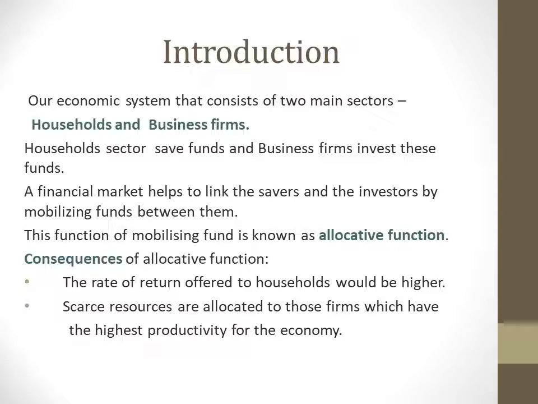When the allocative function in the society is done, there may be two consequences. One is that the rate of return offered to the household sector will be higher, meaning they will get more return on their savings. And money, which is a scarce, limited resource, will be allocated to those firms which have the highest productivity in the economy. So financial markets play an important role in linking saver and investor.